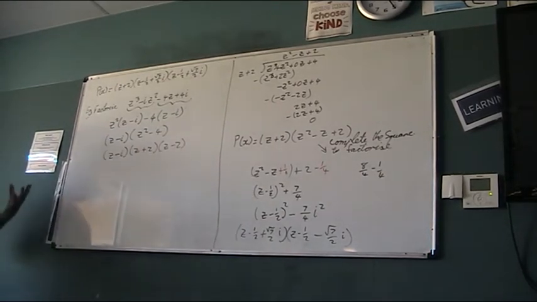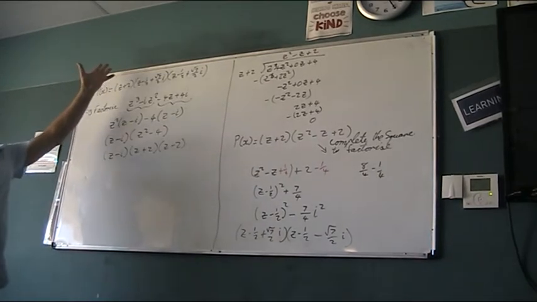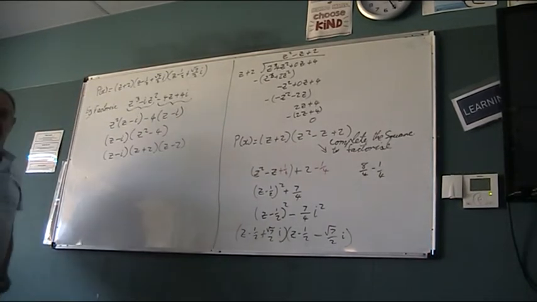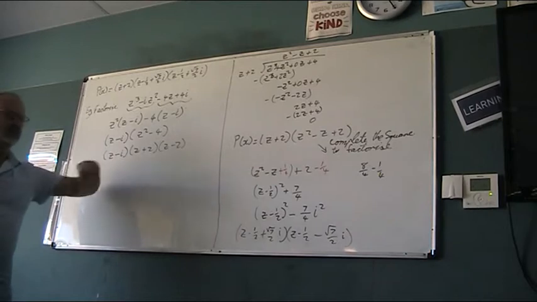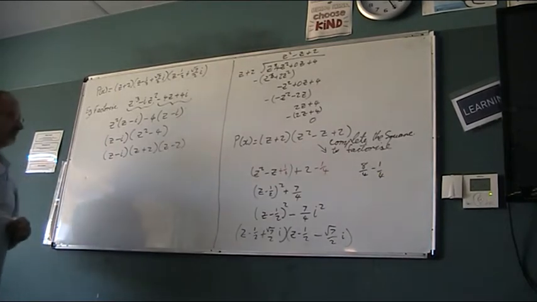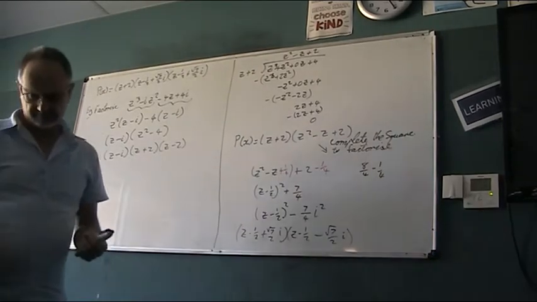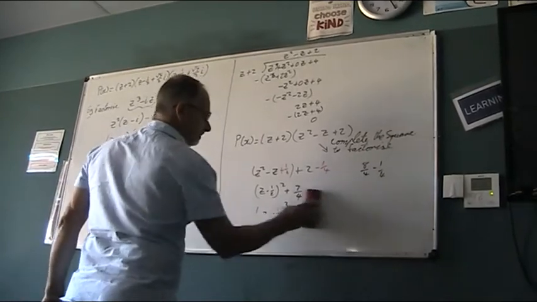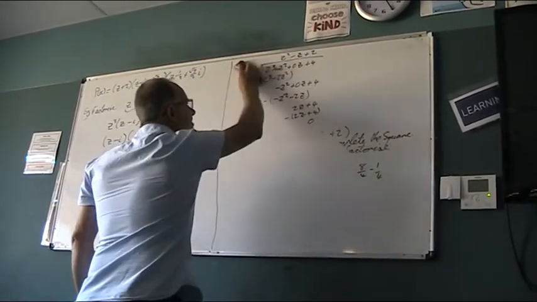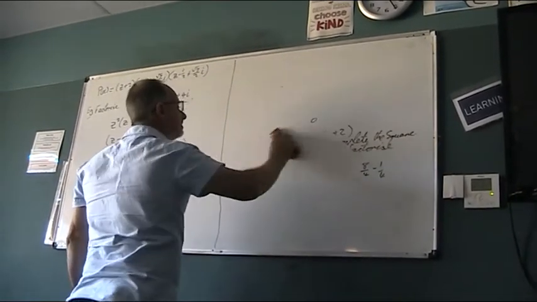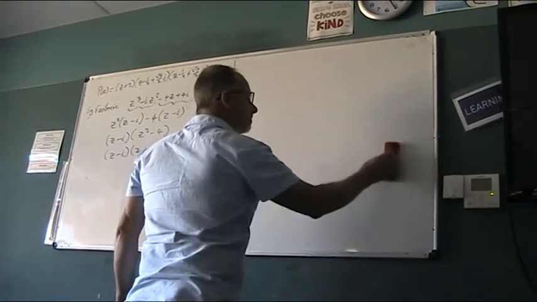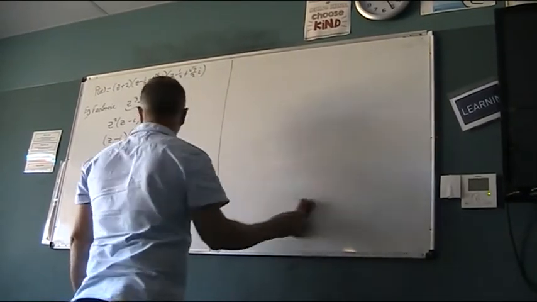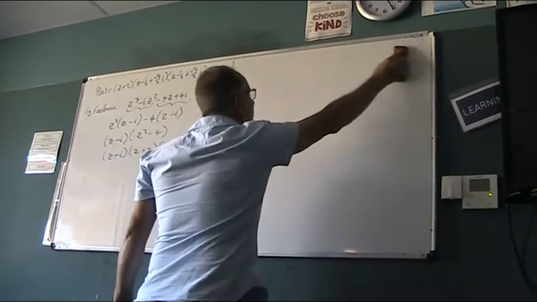Now you could, of course, have used the remainder and factor theorem. z equals 2 would work, so z minus 2. Alright. Now, there is a theorem. It's all we've done when we've looked here.